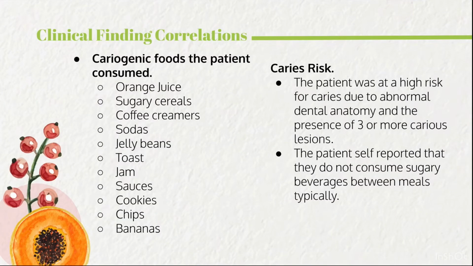The patient consumed a variety of carcinogenic foods. This included orange juice, sugary cereals, coffee creamers, soda, jelly beans, toast, jam, sauces, cookies, chips, and bananas. There's caries risk. The patient is at high caries risk due to abnormal dental anatomy and the presence of 3 or more carious lesions. The patient self-reported that they do not consume sugary beverages between meals typically.